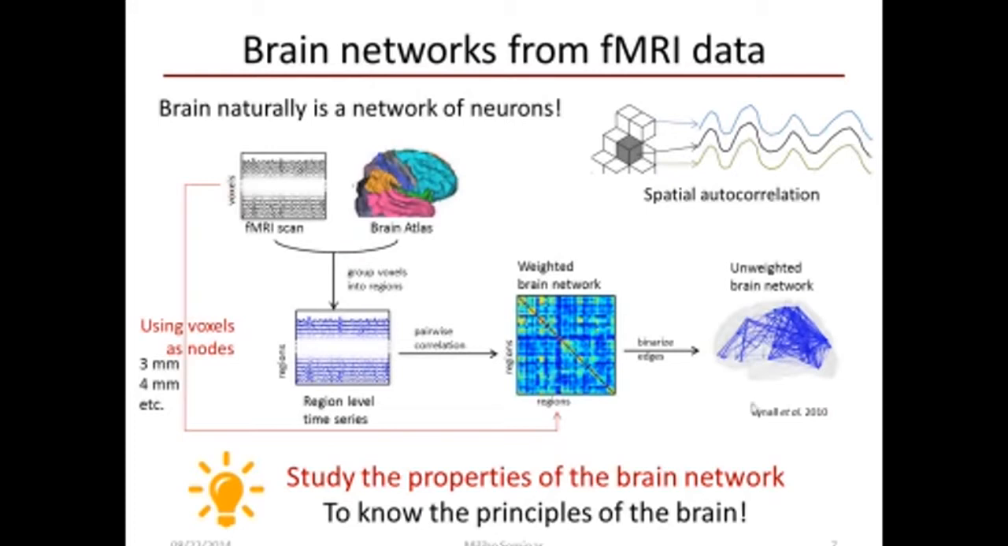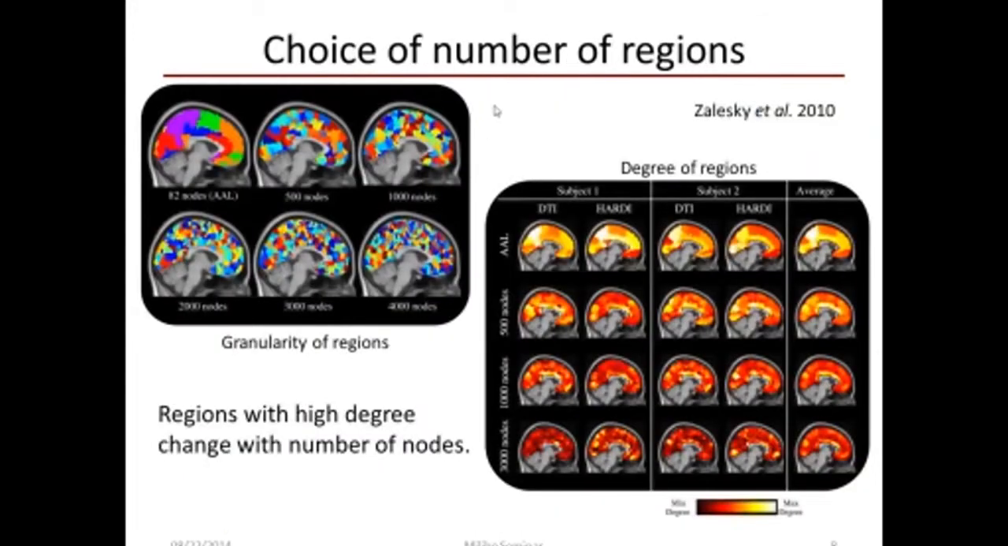The idea here is that once we have these brain networks, we can study the properties of the brain and understand how it works. Now, through this pipeline, there are some choices that have been made, and those choices will have consequences. So I'll outline a few of those choices that could play a major role in the analysis. For example, here, Zaleski and colleagues studied the impact of the number of regions chosen in the analysis on the outcome of the analysis.